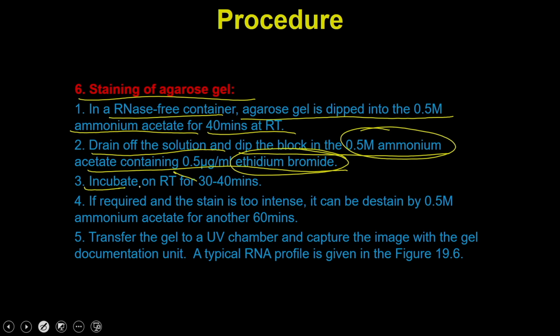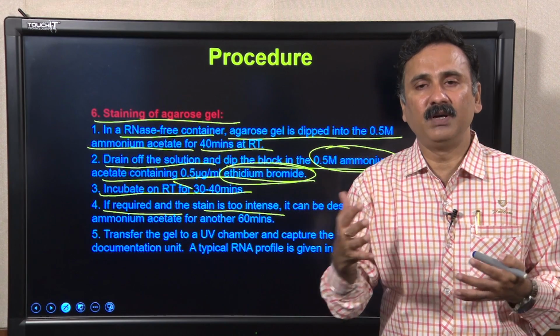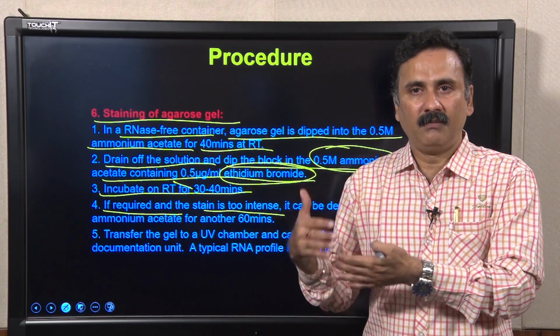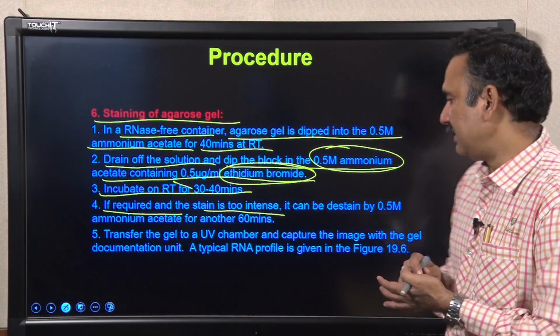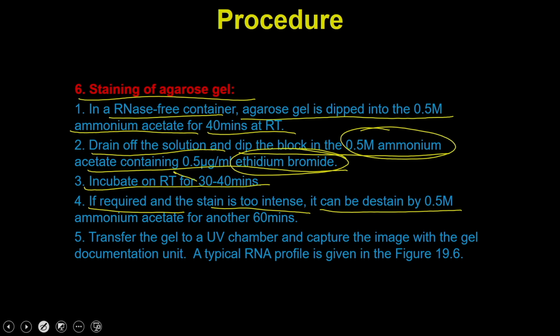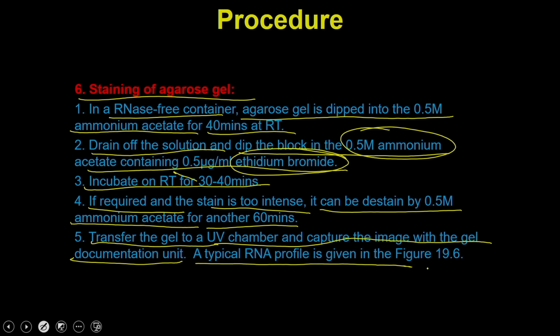Then you incubate the gel at room temperature for 30 to 40 minutes, and if required, if the stain is too intense, which means you are not able to see a better contrast between the RNA and the background, then you can simply destain with 0.5 molar ammonium acetate for another 60 minutes to 2 hours. Then you transfer the gel to a UV chamber and capture the image with a gel documentation unit. A typical RNA profile looks like this.